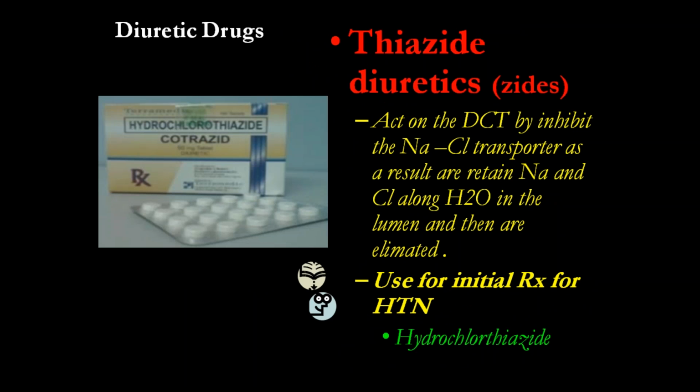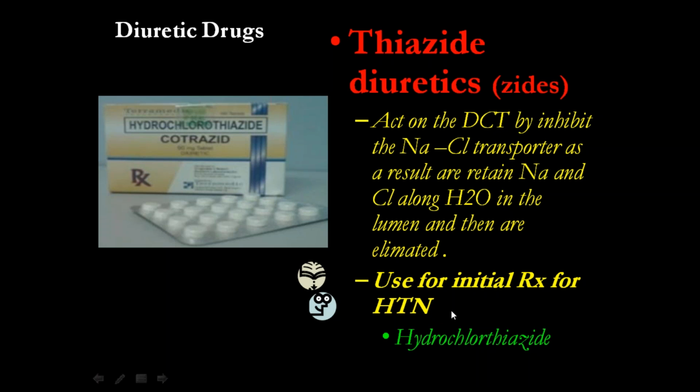Thiazides, let's put it this way, are the small guns of all the diuretics. They are less strong than the loop diuretics and the potassium-sparing diuretics. Loops and potassium-sparing are the big guns, the big weapons for diuresis. Meanwhile, thiazides are going to be the small gun. So please pay attention to this.